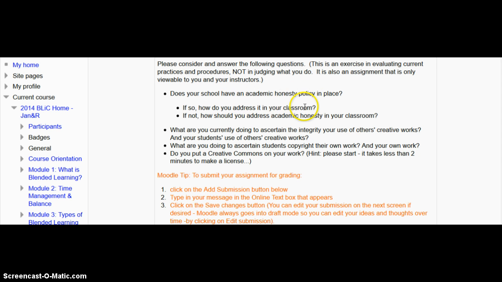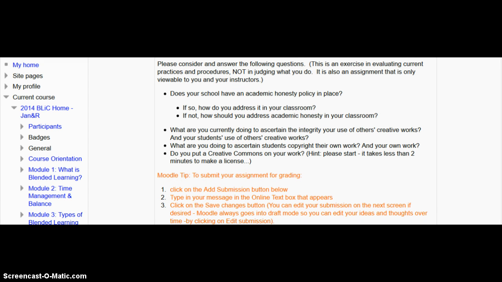If it does, how do you address it in your classroom? And if not, how do you address academic honesty in your classroom? You're going to look at integrity of your use of others' creative works and your students' use of others' creative works. I know as the library media specialist, often teachers are not requiring students to cite images and audio that they use in their presentations. We're really good about textual information, but it's a really quick and easy way to introduce students by having them look at the copyright for images and sounds and make sure that they are properly citing.